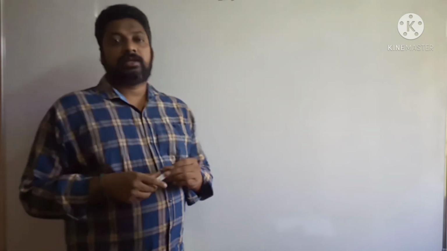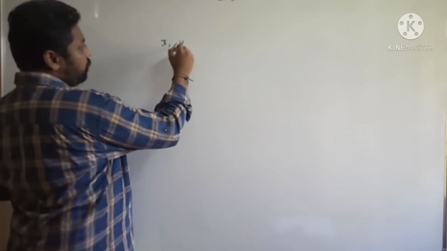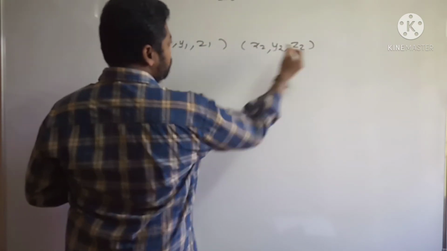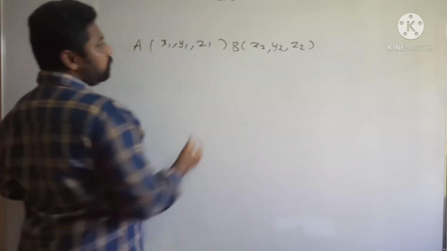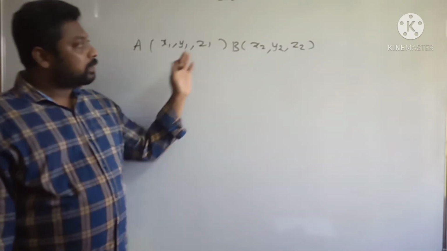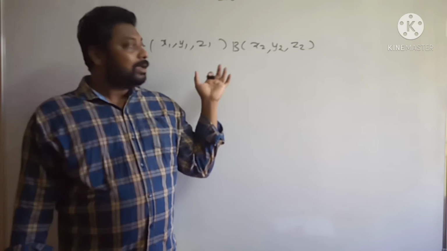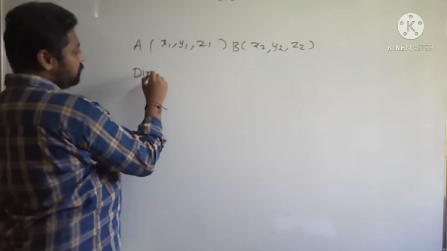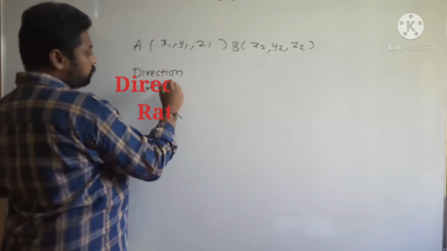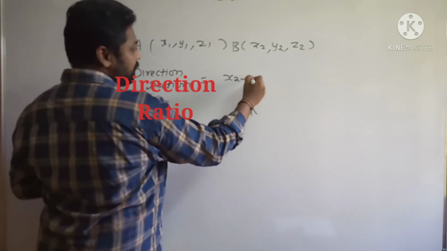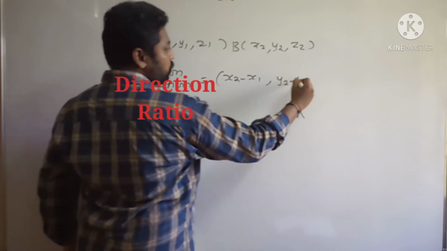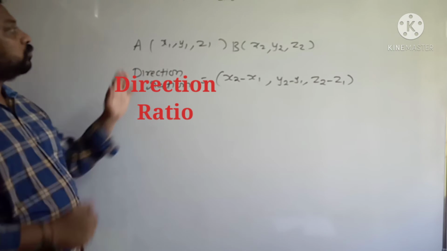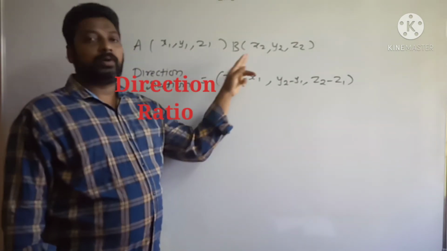If two points are given, for example x1, y1, z1 and x2, y2, z2, let them be point A and point B. What is the direction ratio of the line joining these points? Direction ratio is nothing but any number that is proportional to the direction cosine. So the direction ratio is x2 minus x1, comma, y2 minus y1, comma, z2 minus z1. This is the direction ratio for the two given points x1, y1, z1 and x2, y2, z2.